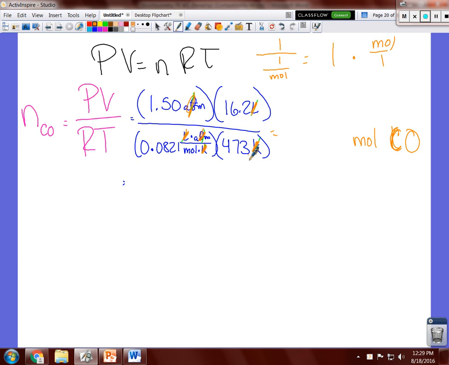Okay. Anybody got a value for this? 0.626 moles of CO.